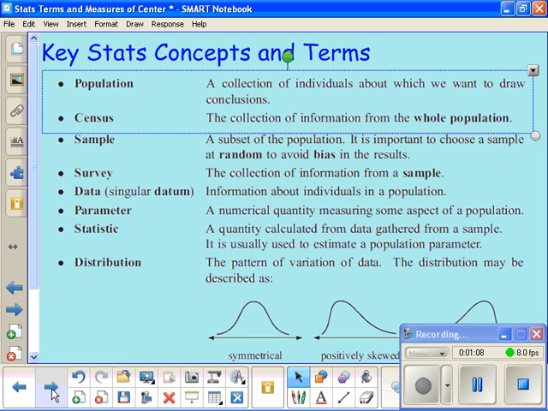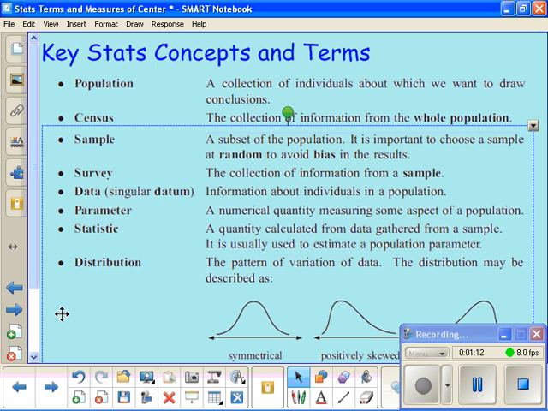So here we go. Key stats and concepts and terms. I'm not going to go through all of these. You can write them all down. They're all in your book. But population and census is one thing that's really kind of important, especially when we get to standard deviation, a population and a sample. Survey data, singular term is datum, parameter, statistics, distributions, and so on.